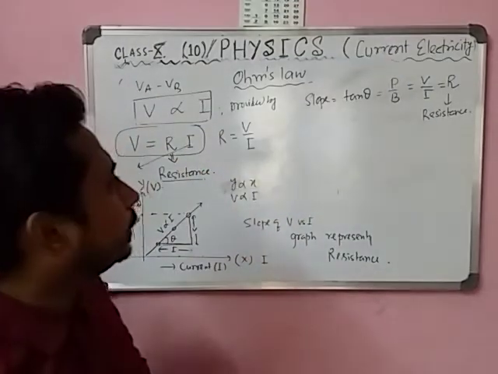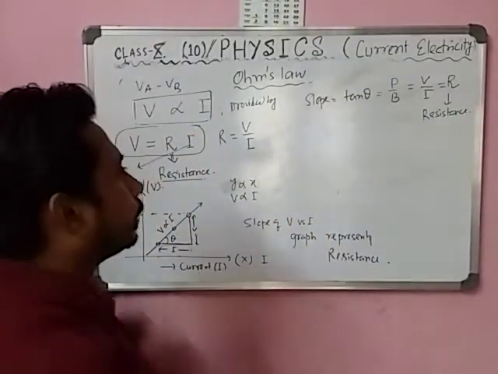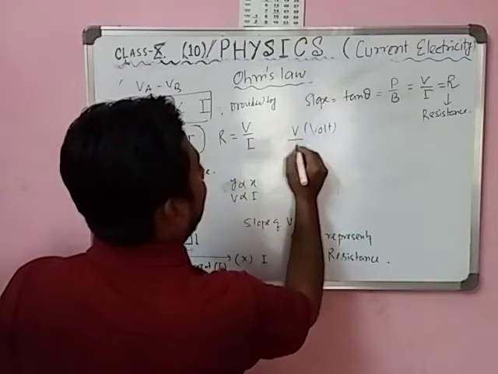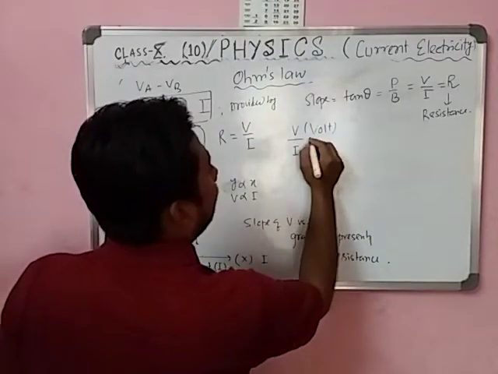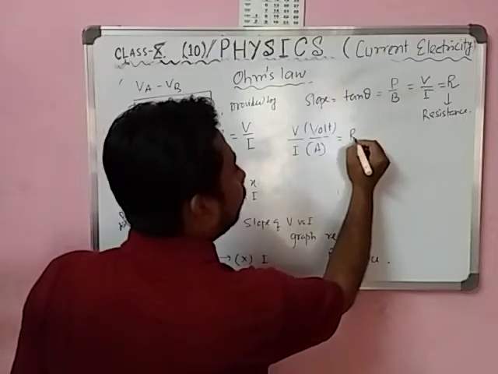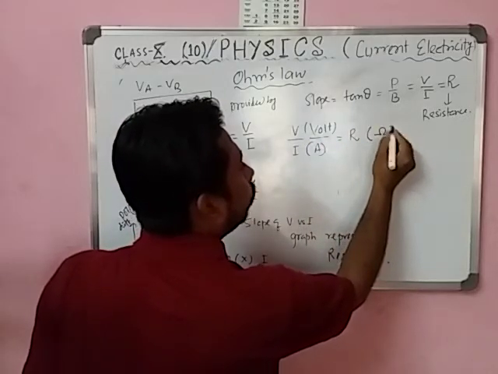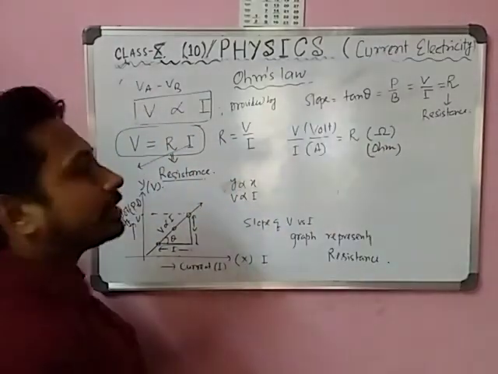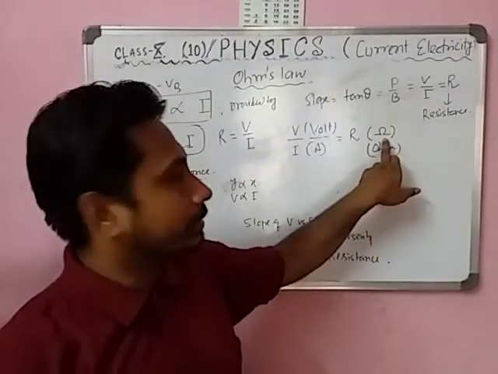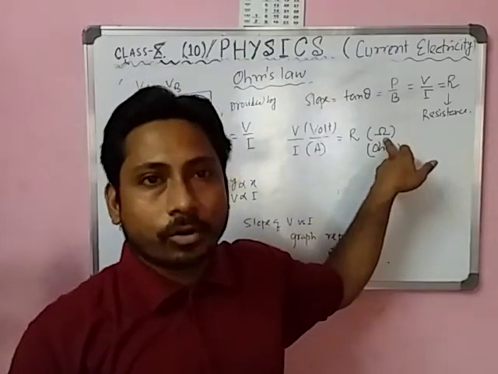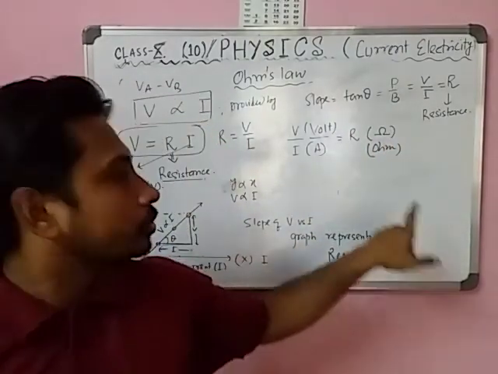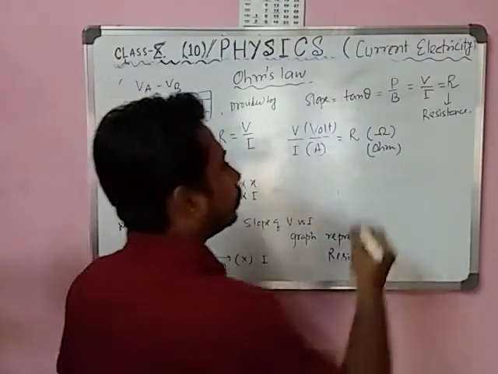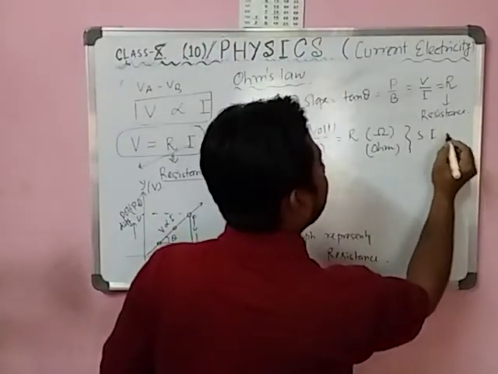Now, what is the unit of resistance? Students, V means volt, I means ampere, and volt per ampere is called resistance. The unit is ohm. You can write ohm, as well as you can draw this. This is called capital omega. So this omega is actually the short form of ohm, the SI unit of resistance.